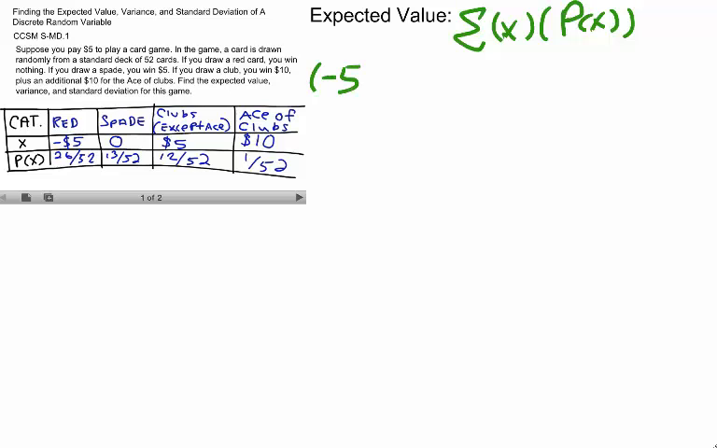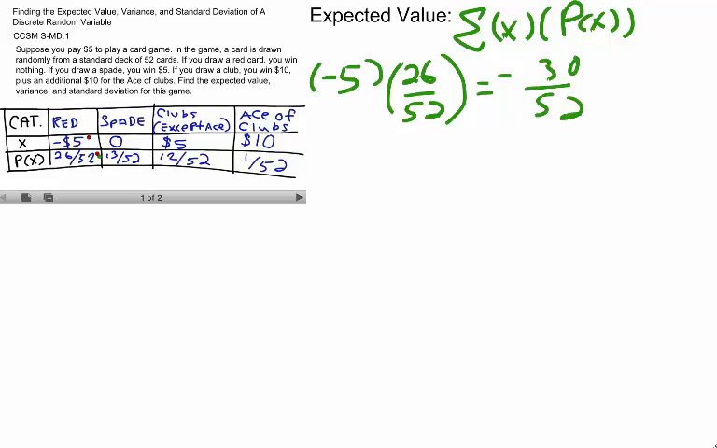So we have -5 times 26/52, which equals -130/52. And here, at this point in the process, it is okay to reduce our fractions. This one can be reduced to -5/2.